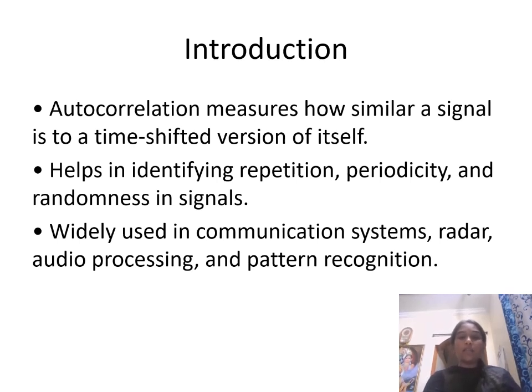Autocorrelation measures how similar a signal is to a shifted version of itself. It helps in identifying repetition, periodicity, and randomness in signals. It is widely used in communication systems, radar, audio processing, and pattern recognition, as I said before.